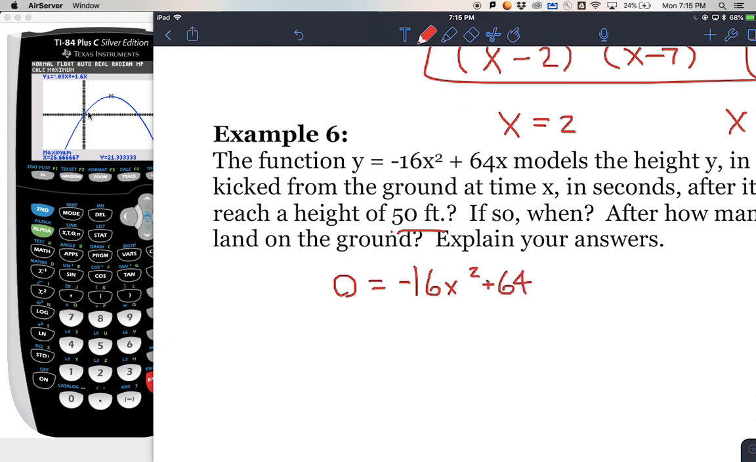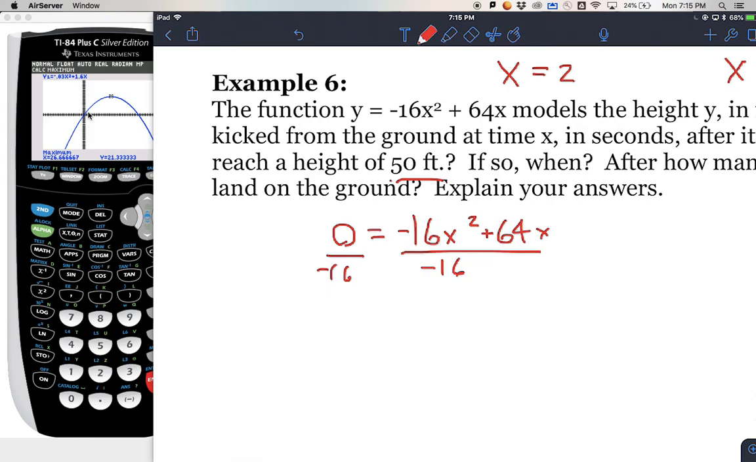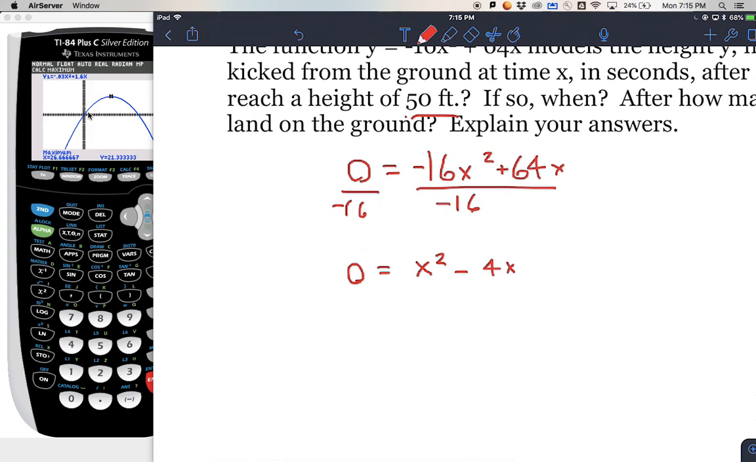So look at this here. You got 64x right there. So notice with this one here, both of those numbers are divisible actually by 16. And actually they're both divisible by negative 16. So I'm going to actually divide both sides by negative 16 right there. And that would be, I guess, 0 equals x squared minus 4x, I guess I should say there.